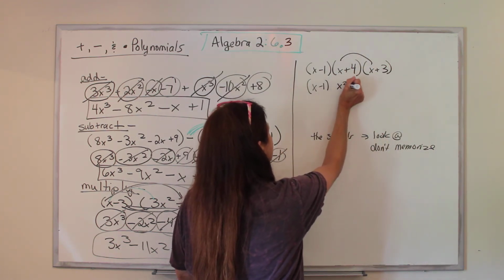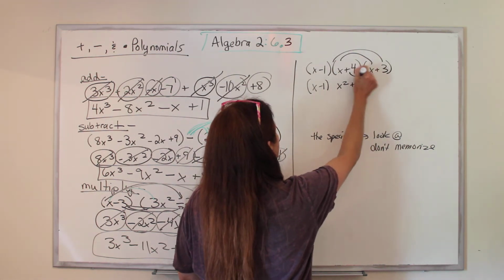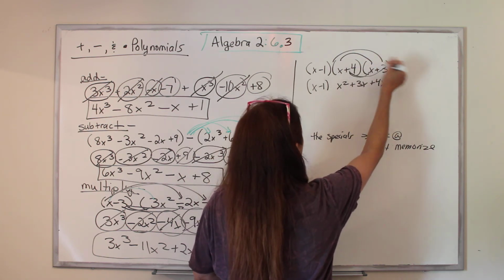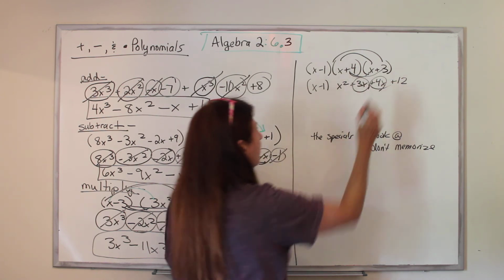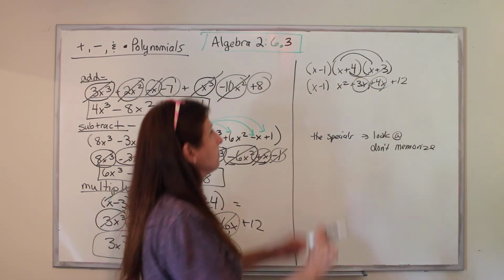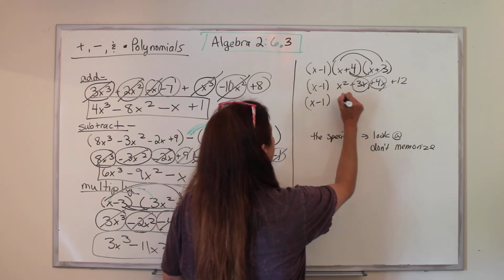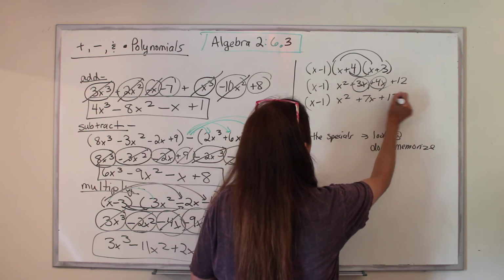X times x is x squared. X times 3 is 3x. 4 times x is 4x. And 4 times 3 is 12. I got some terms I got to gather up, so I better sing. Gather up your terms. So I'm going to bring down what I didn't mess with. And now I've got x squared plus 7x plus 12.